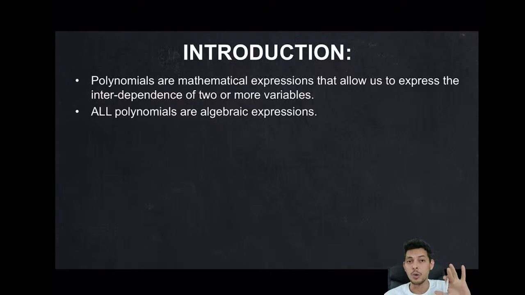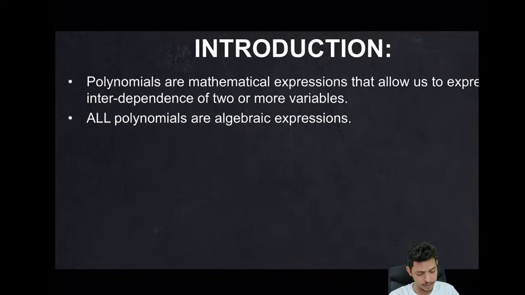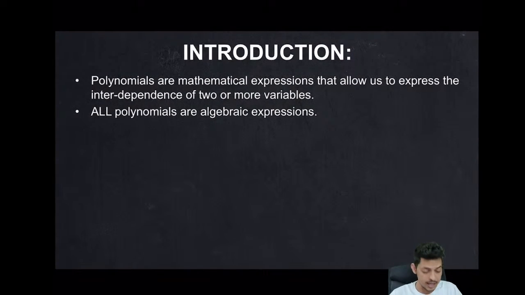Very crudely speaking, without giving the mathematical definition of what polynomials are, if I have to define it in words, I would say that polynomials are mathematical expressions that allow us to express the interdependence of 2 or more variables with each other. And of course all polynomials are algebraic expressions. Polynomials are a certain class of algebraic expressions, and we are going to formally define it in the next slide. Let us first talk about what this first point means.